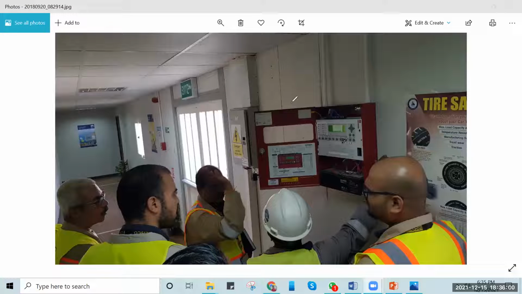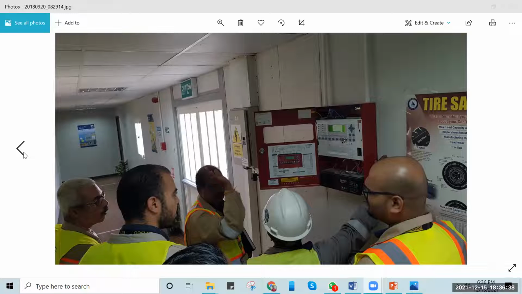This one is the fire panel. These are the identifications and controls. Here is the main indication where the fire alarm has started. Here the red light will be blinking. Based on that, we can easily identify from which location the alarm has started.